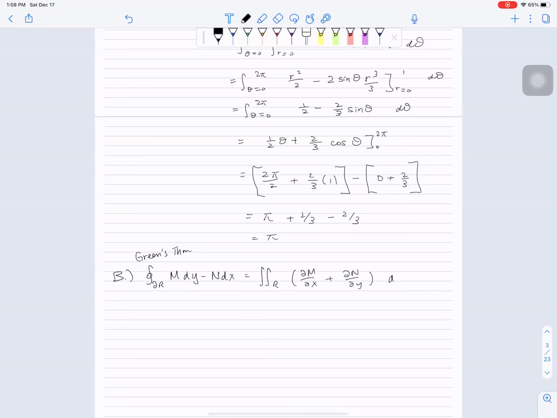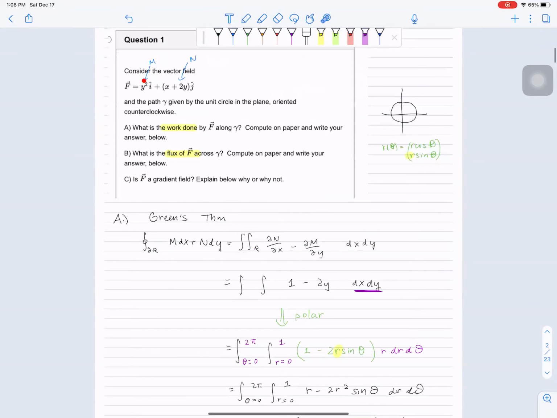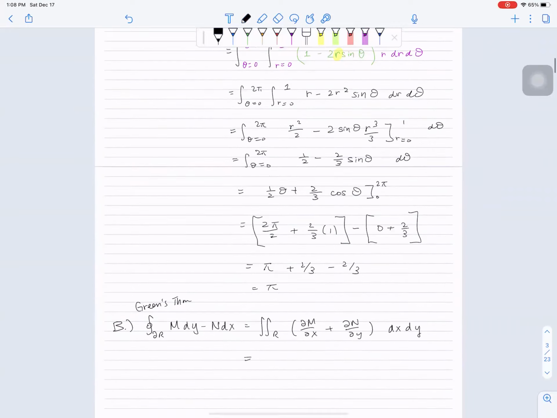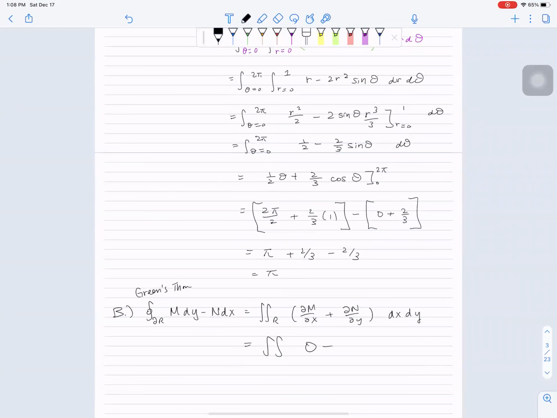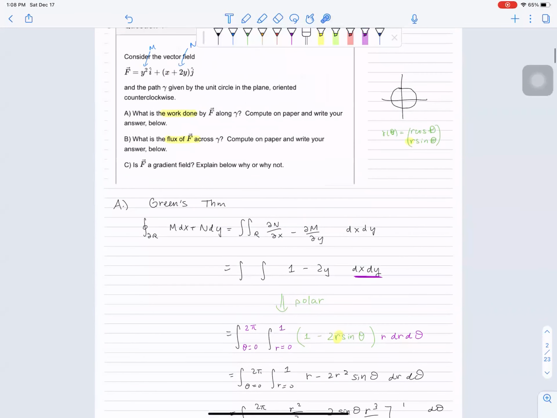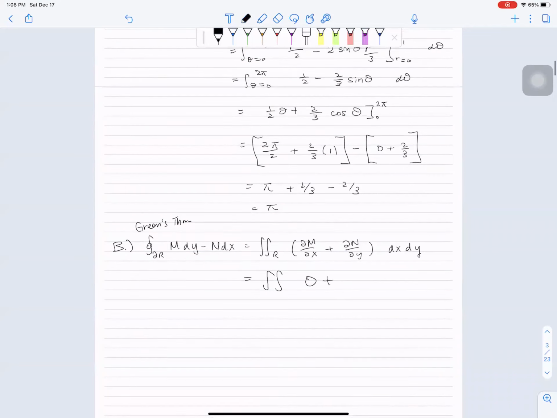Okay, so when I take m, what is my m? That's y squared. The partial with respect to x is 0. I get the double integral of 0 plus, what is my n? That's this. And the partial with respect to y is 2. Okay, plus 2 dx dy. And so I get 2 times the double integral of dx dy.